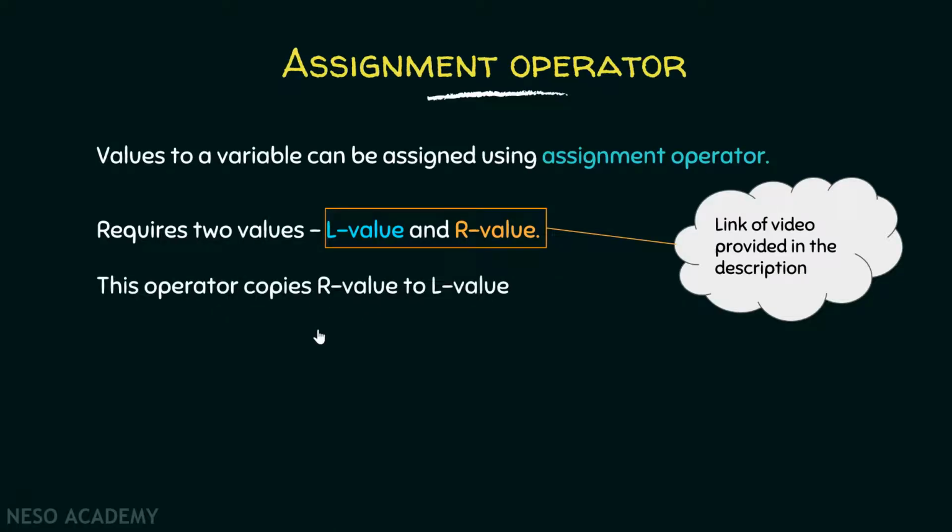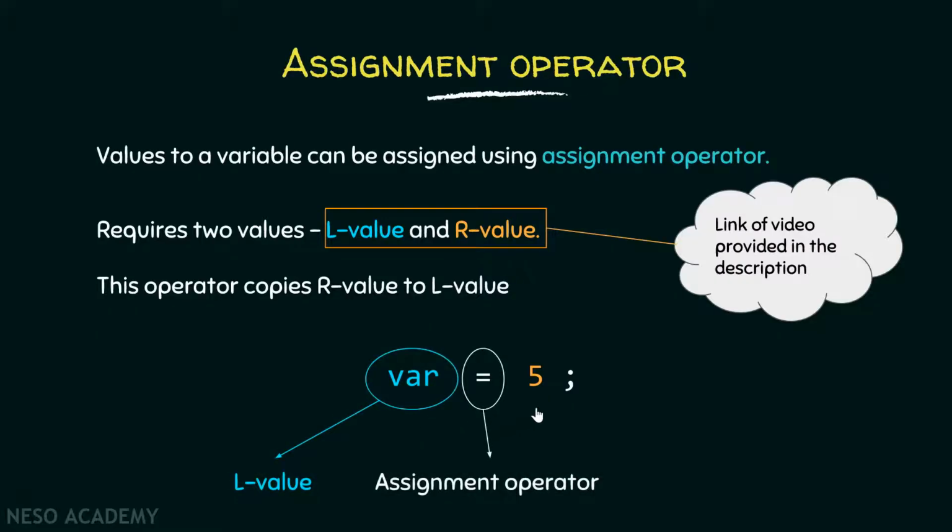Apart from that, this operator copies R value to L value. That is its functionality. R value is something which is capable of returning some constant value. On the other hand, L value is something which is capable of holding that value. Therefore, it copies R value to L value. For example, you have a variable and here you are assigning 5 to it. Here the variable is L value. This is an assignment operator. And this one is an R value, right?